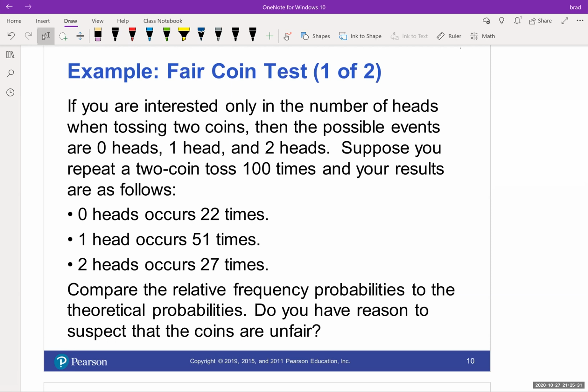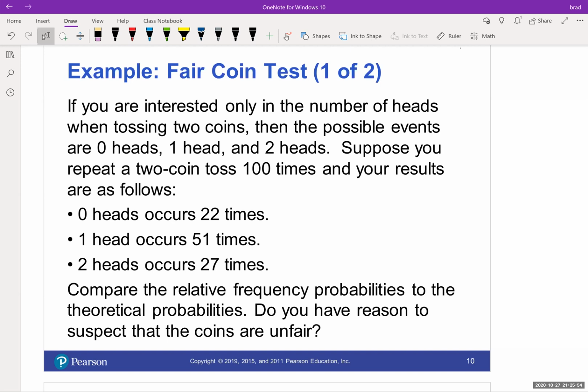If you are interested in only the number of heads when tossing 2 coins, then the possible events are 0 heads, 1 head, or 2 heads. Suppose you repeat 2 coin tosses 100 times and your results are as follows. Imagine you could actually do this yourself. You could flip 2 coins 100 times and count the number of heads that occur on the double coin toss, all right?